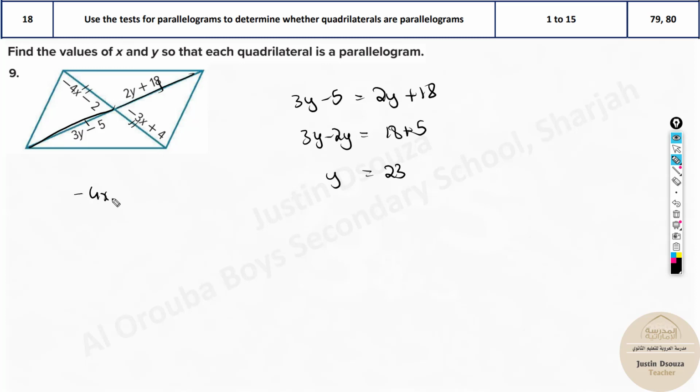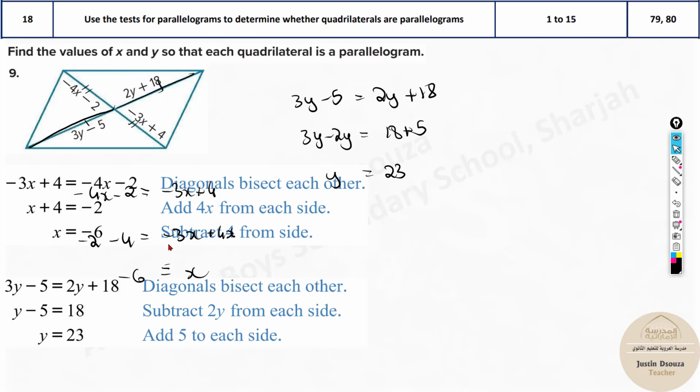What about this x? It is negative 4x minus 2 equals negative 3x plus 4. So take the 4x to the other side, because negative 4 is smaller than negative 3. Take it to the other side, and this 4 to the other side. Minus 2 minus 4 equals minus 3x plus 4x. The answer is minus 6 equals x. So these are the answers: x is negative 6 and y is 23. That's it.